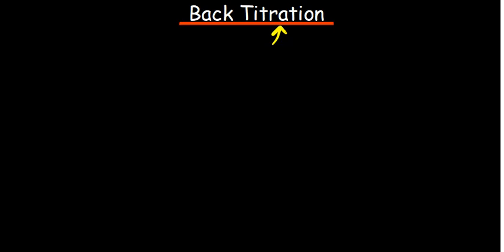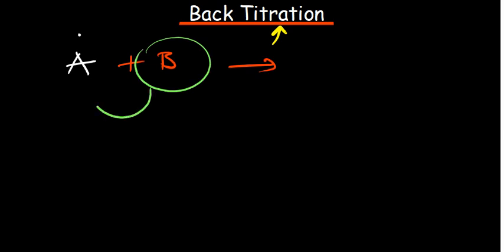Titration involves the reaction between substances of known concentration. Let's say we have A of known concentration being reacted with B of known concentration. After the reaction, we're able to determine how much of B is required to react with A. So we'll be able to use the number of moles of B, and then apply the mole ratios with the amount of A that was available to determine the concentration. That is the basic idea of titration.